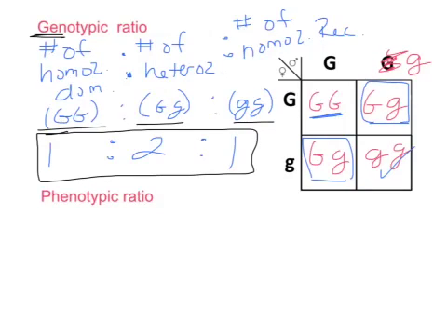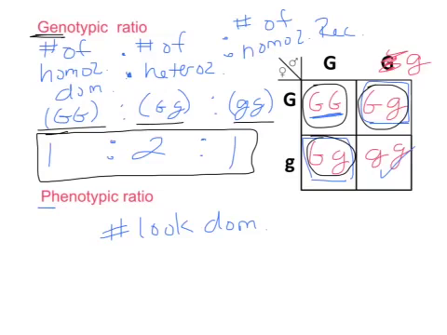Now you have to apply these genotypes and think about what they'll look like. Because remember, I'm talking about my phenotype here, my physical characteristics. So with my phenotypic ratio, I'm just going to count the number that look dominant. In this case, I've got 1, 2, 3 that are going to look dominant. So I've got 3 that look dominant.